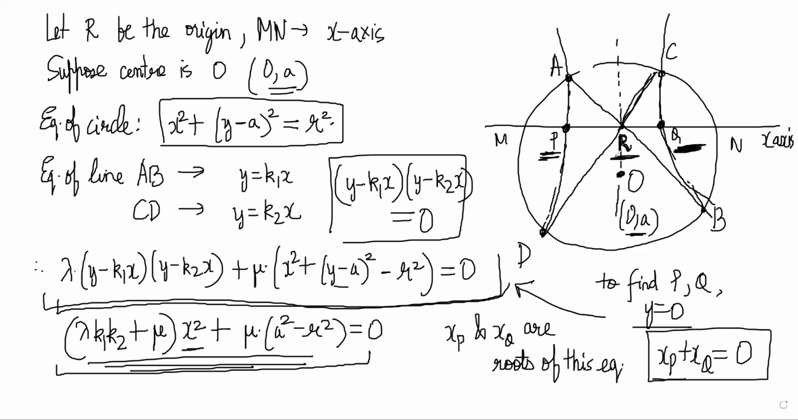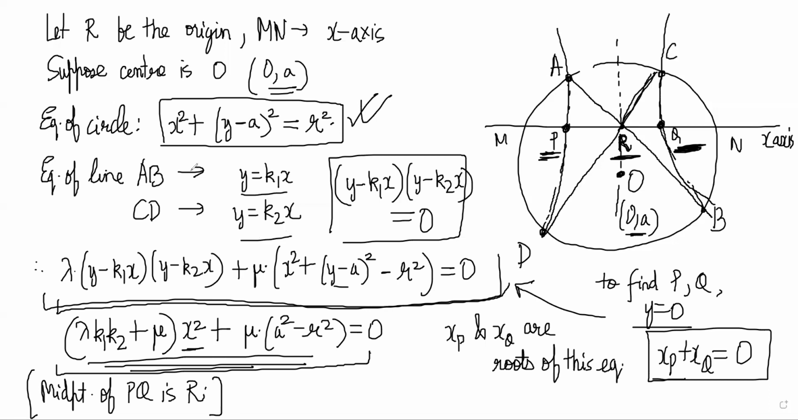xP plus xQ equal to 0 means the midpoint of P and Q is R, right? Because R was (0, 0). So the midpoint of PQ would have x coordinate (xP plus xQ) by 2, which is 0. So basically we have proved that the midpoint of PQ is R.